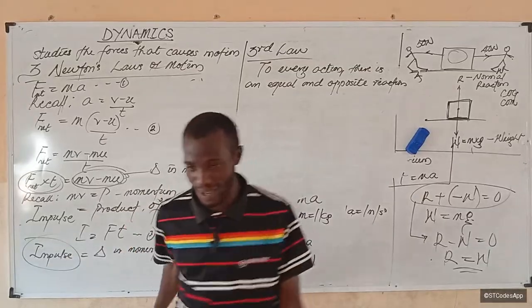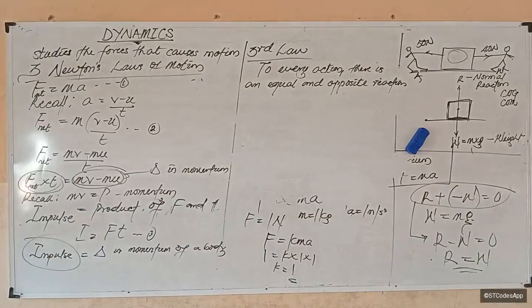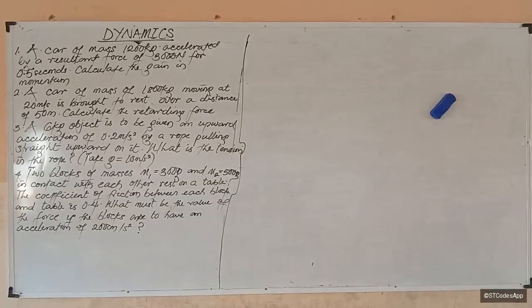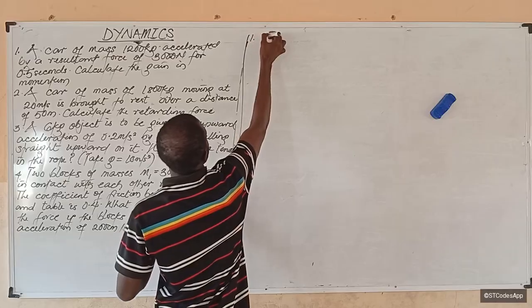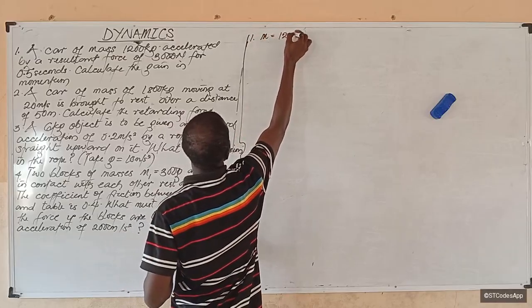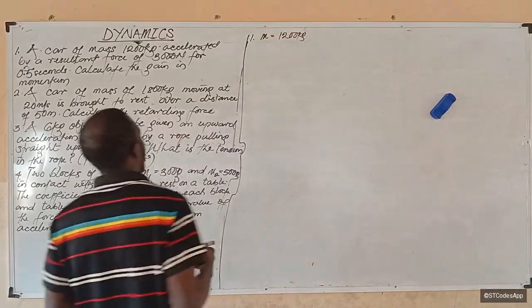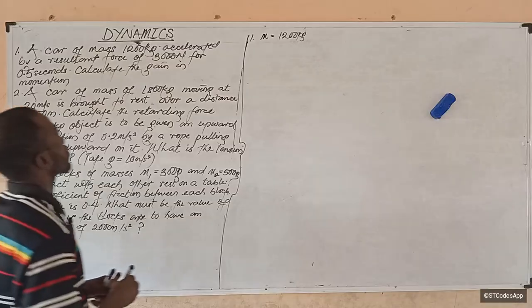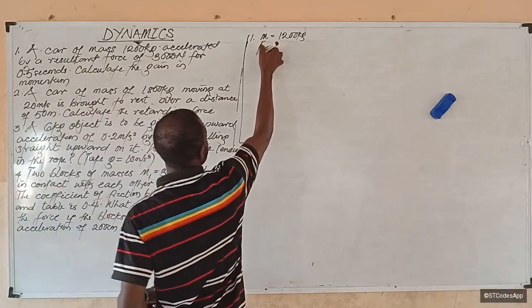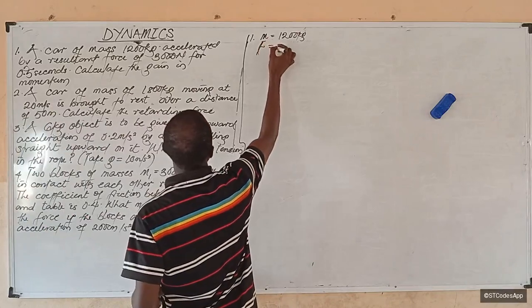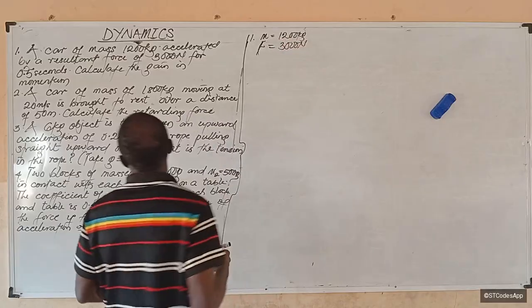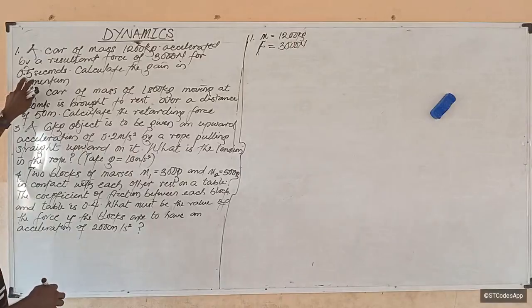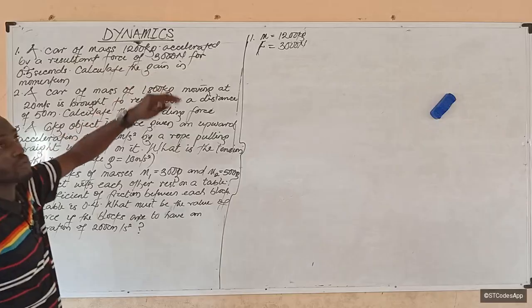Now, let's solve some questions. Let me write some questions on the board and we solve. All right, the first question says, a car of mass 1,200 kilograms is accelerated by a resultant force, or net force, of 3,000 Newton for 0.5 seconds. Calculate the gain in momentum.